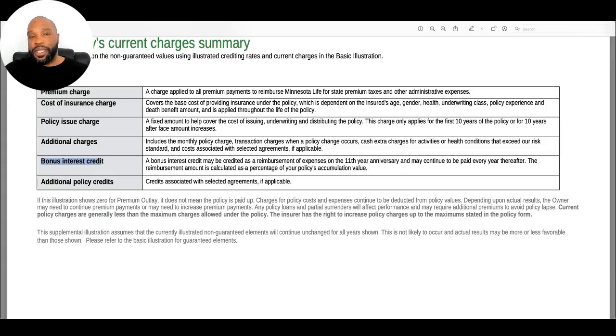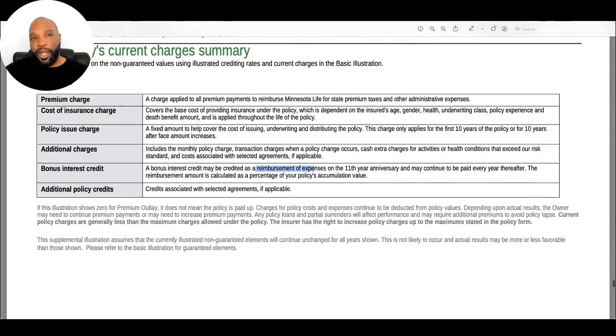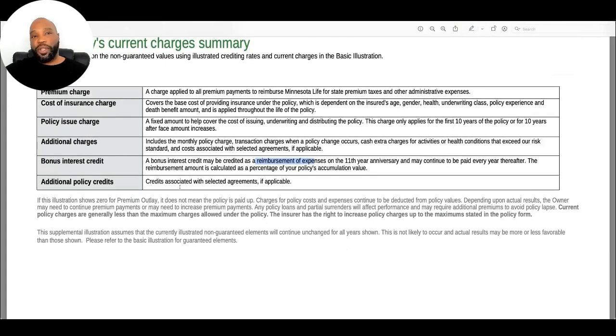Okay. Now, some companies have what you call bonus credits, which is sometimes guaranteed depending on the contract. Sometimes it's not guaranteed, which is a reimbursement of expenses. And this is typically available after the 11th year. Some companies have them available after the 5th year. But really all it is is a reimbursement of expenses. It's the insurance company saying, hey, we charged you too much money this year. We're going to reimburse you in the form of a credit. And that's essentially it.